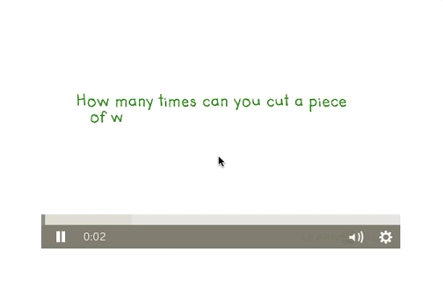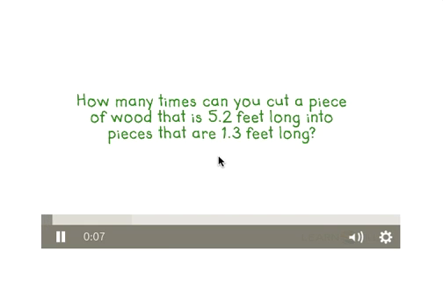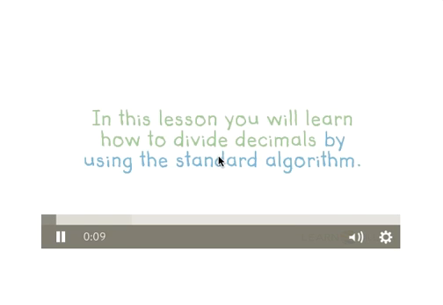How many times can you cut a piece of wood that is 5 2/10 feet long into pieces that are 1 3/10 feet long? In this lesson, you will learn how to divide decimals by using the standard algorithm.